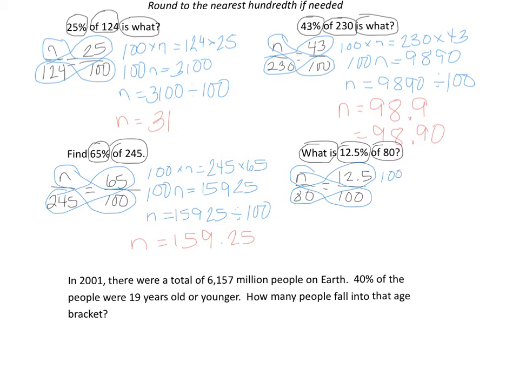And we have 100 times n is equal to 80 times 12.5, giving us 100n is equal to 1,000 because 80 times 12.5 is 1,000. And we're going to divide 1,000 by 100 to give us that n is going to equal 10.